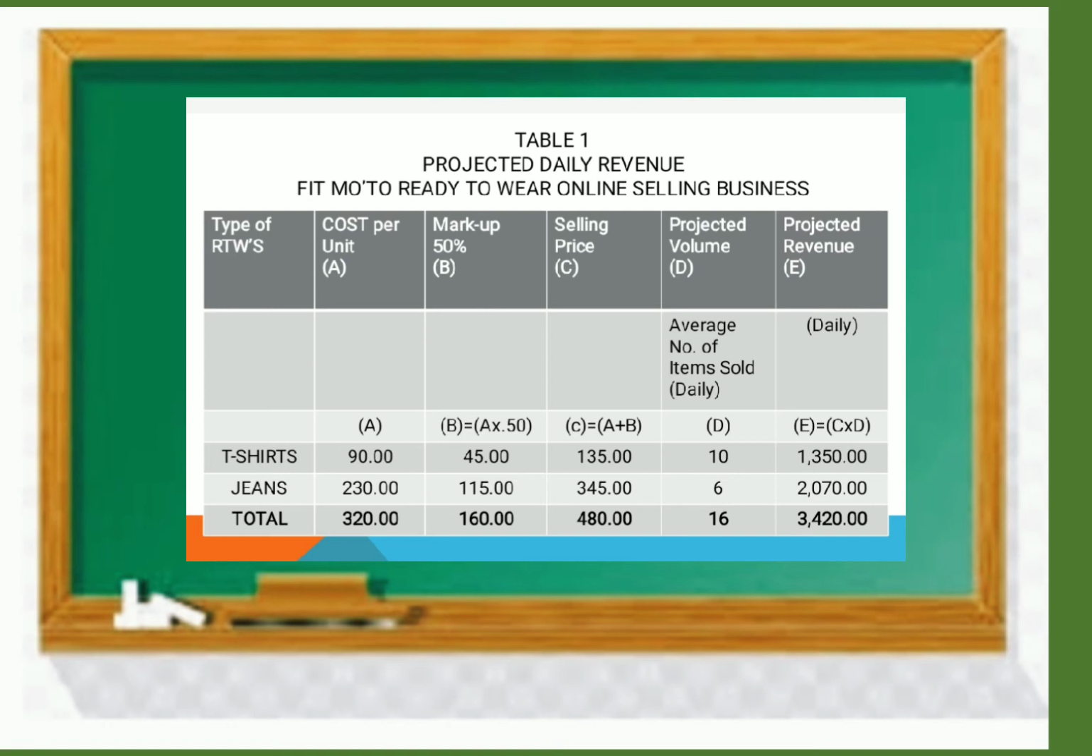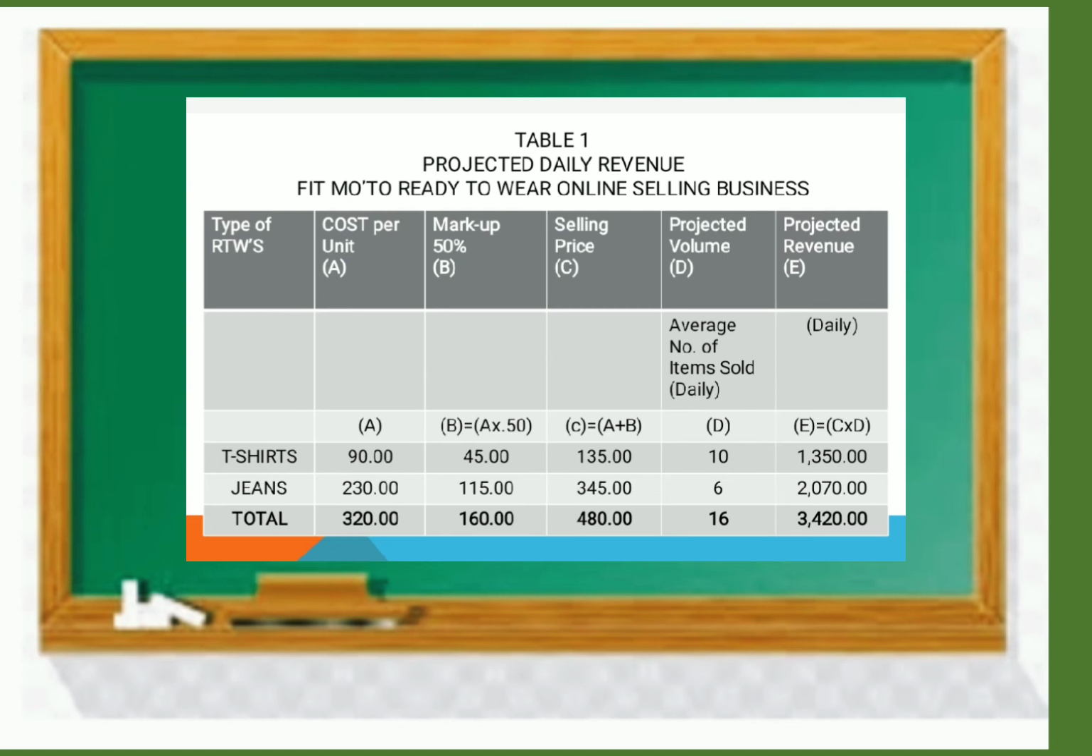50%. So, 45, 115 na kay 160. So, how much would be your selling price? So, 135 o 345 na kay 480. Pila ka buok imong nahalin? T-shirts or jeans, 16 tanan. So, pila imong kita? Na kay 1,350. Na po kay sa jeans, 2,070. So, we have 3,420 is your total projected revenue of that day.